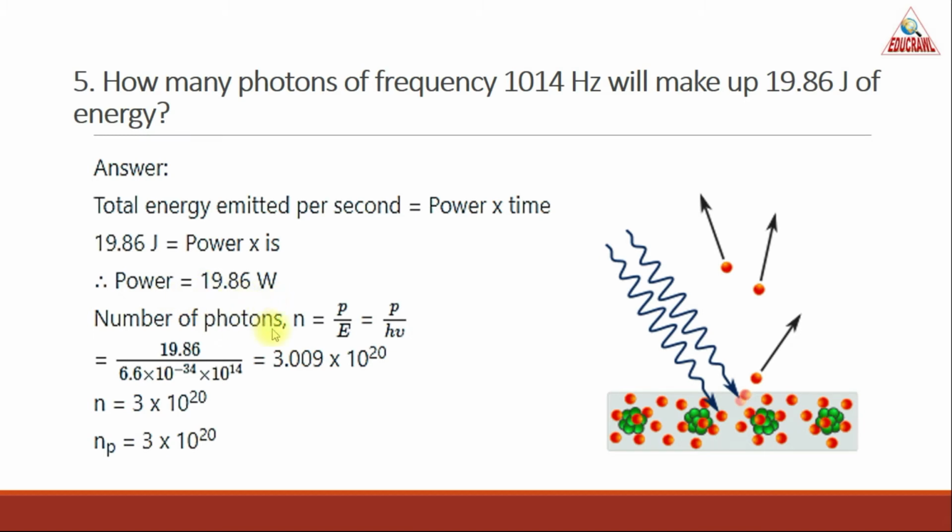Now we will find the number of photons. Number of photons n is equal to p divided by h nu, where h is Planck's constant, nu is the frequency, p is the power. So substitute the given data, you get the answer as 19.86 divided by 6.6 into 10 power minus 34 into 10 power 14, which is finally equal to 3 into 10 power 20. Hence the number of photons emitted is 3 into 10 power 20.